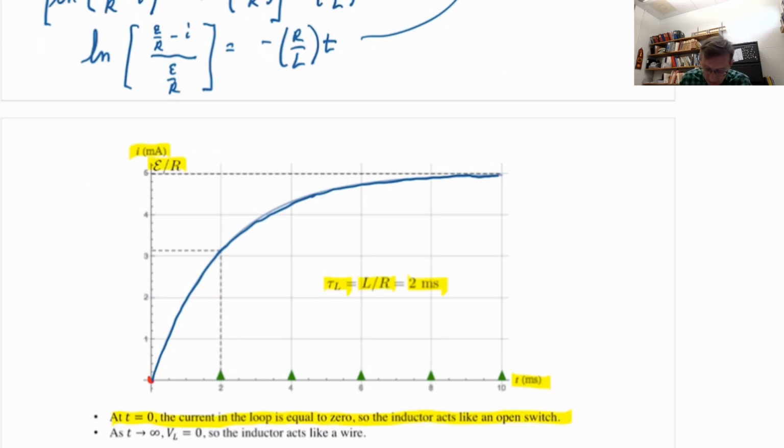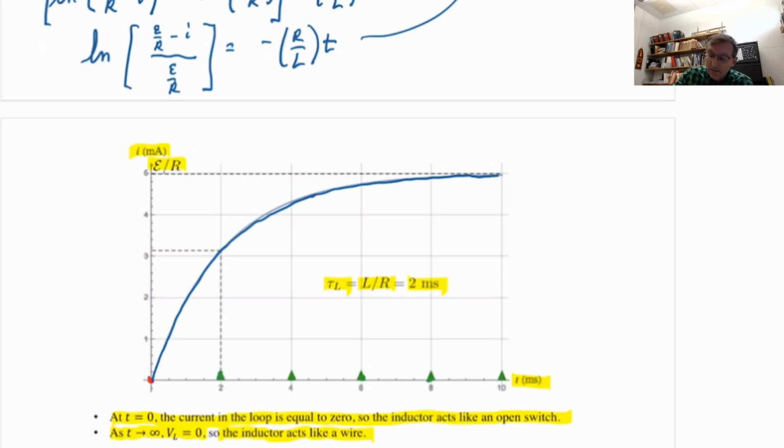So as time goes to infinity, the potential drop across the inductor goes to 0. That means the inductor really isn't doing anything in the circuit anymore. The inductor acts just like a plain old wire. And so the current just ramps up from an initial value of 0 to a final value of E over R. The little green triangles you see down below are in increments of 2 milliseconds. Each increment is one inductive time constant, right? Tau sub L is 2 milliseconds.